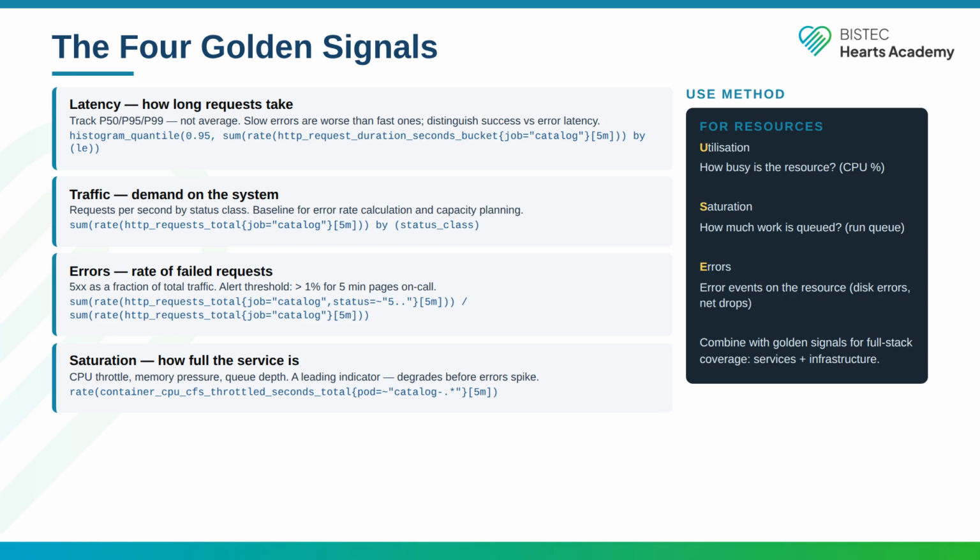A 500 that returns quickly looks fast, but is not healthy. Traffic measures demand on the system. Requests per second broken down by status class. Traffic gives you the denominator for error rate calculations and the baseline for capacity planning.